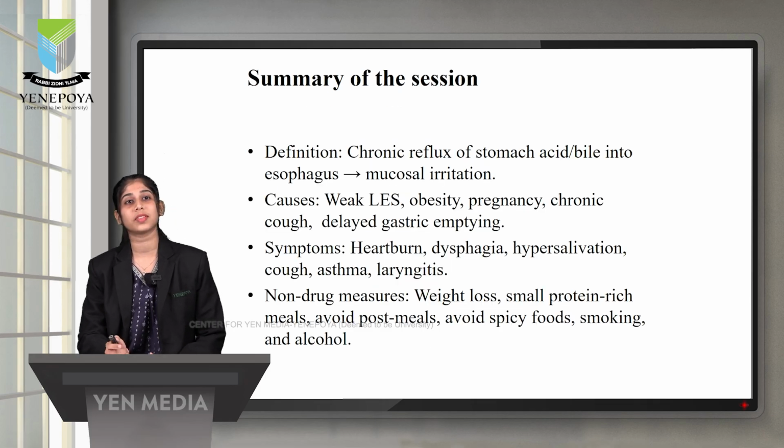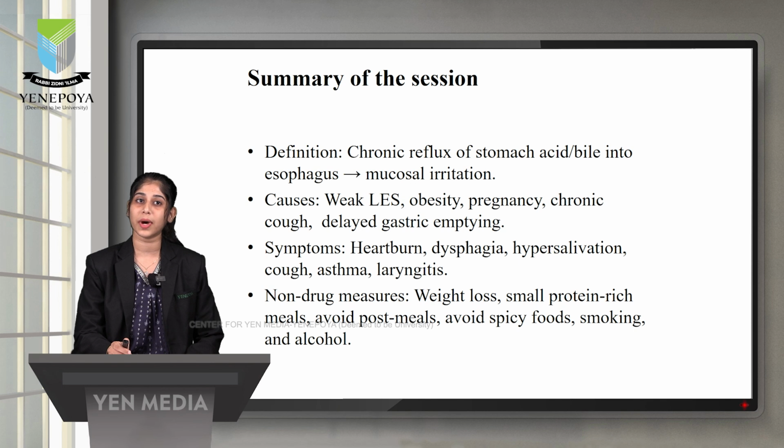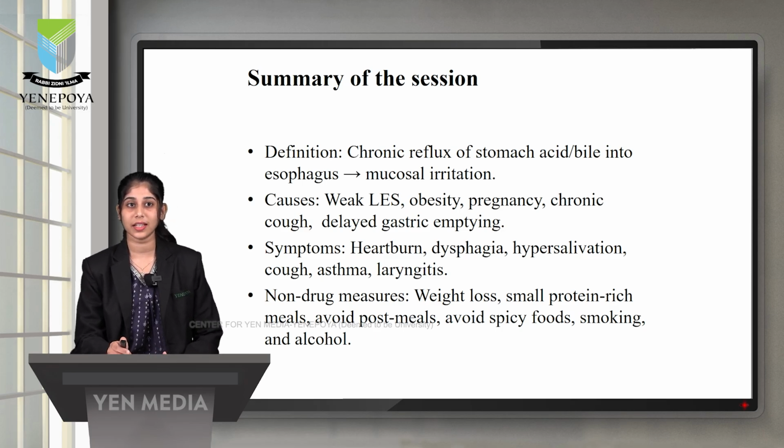So the summary of this session is like the definition, it is a chronic reflux of stomach acid, that is HCl, or bile into the esophagus, which will lead to mucosal irritation. Next we have causes, that is weak LES, that is lower esophageal sphincter, obesity, pregnancy, chronic cough and delayed gastric emptying. Coming to the symptoms, we have heartburn, dysphagia, as I already mentioned it is difficulty in swallowing, hypersalivation, cough, asthma and laryngitis, that is nothing but inflammation of voice box.